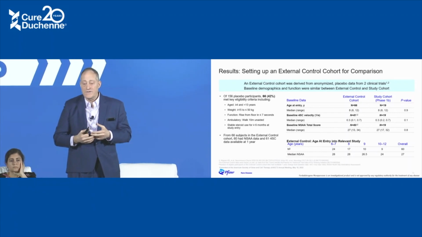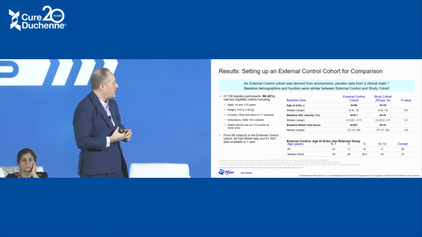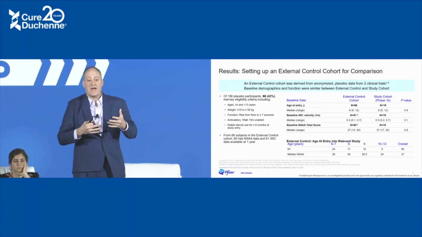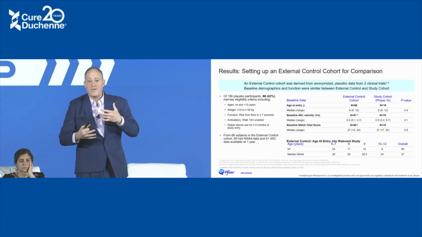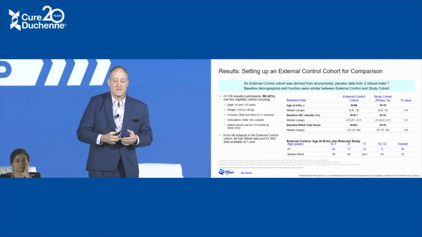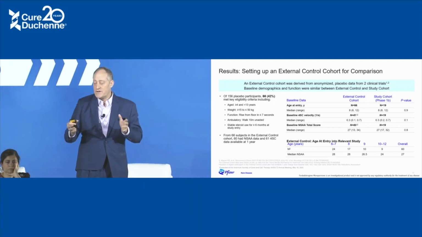60 of them had North Star scores collected. And what you can see on the slide is essentially that their baseline features were pretty well matched as far as their functions, as far as their age. So we felt that this is a good group to use as a comparator.